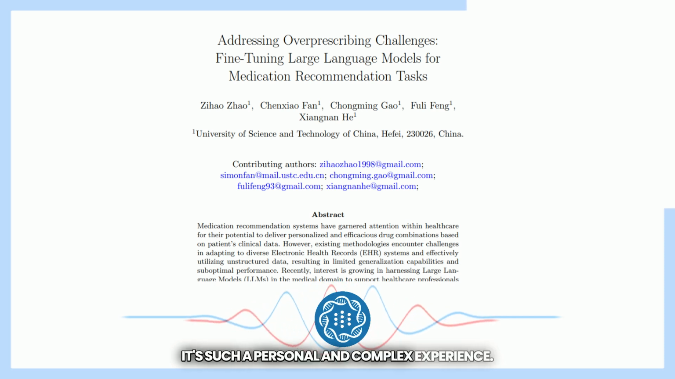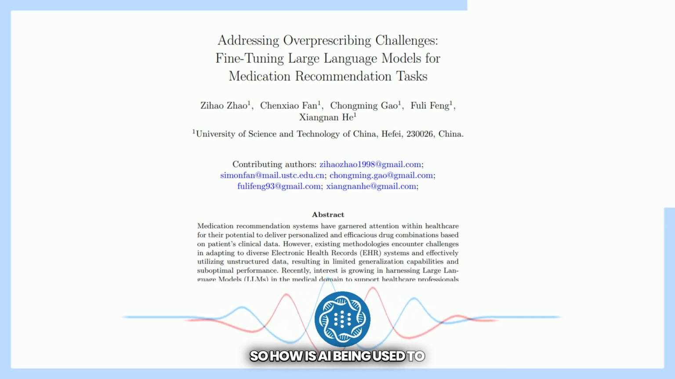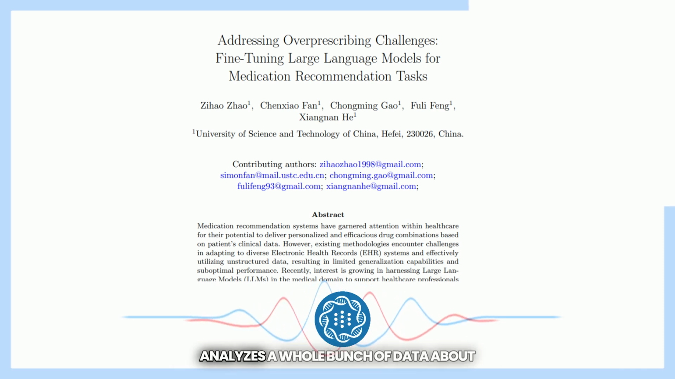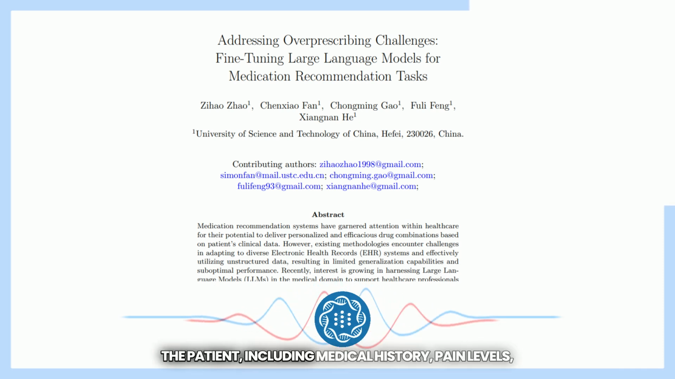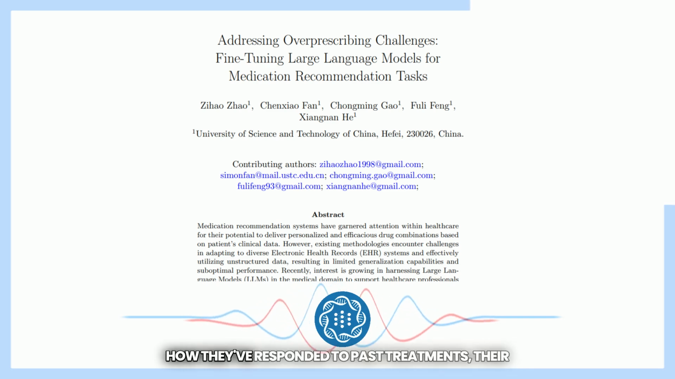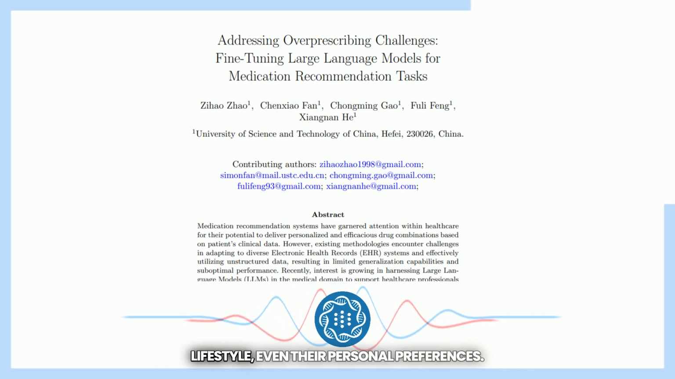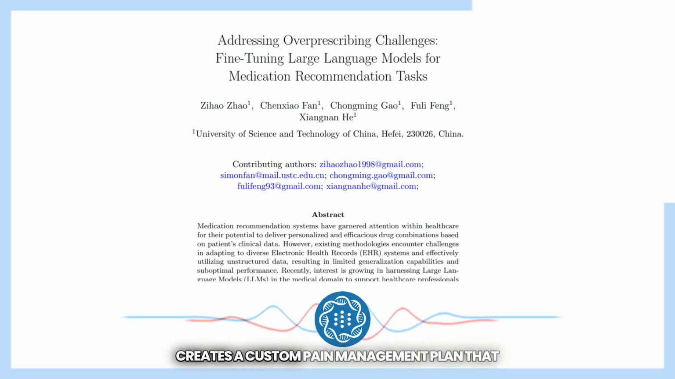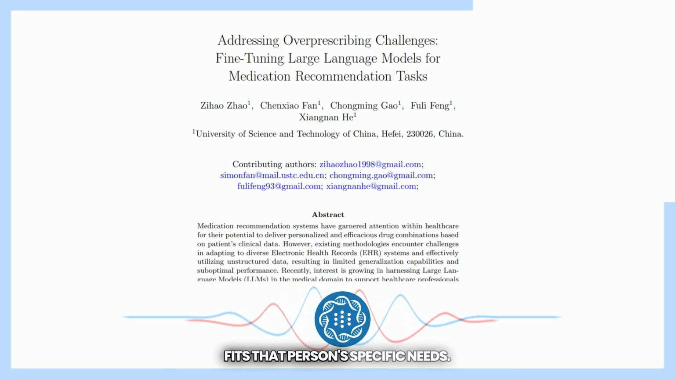It's such a personal and complex experience. So how is AI being used to help create those individualized pain management plans? The researchers developed an AI system that analyzes a whole bunch of data about the patient, including medical history, pain levels, how they've responded to past treatments, their lifestyle, even their personal preferences. From all this information, the AI system creates a custom pain management plan that fits that person's specific needs.